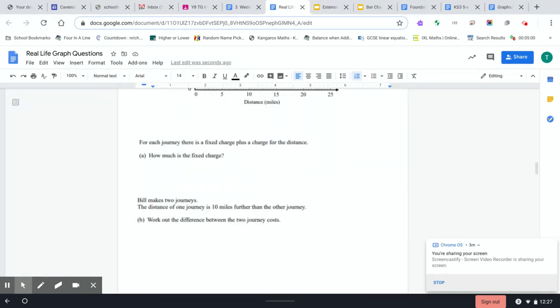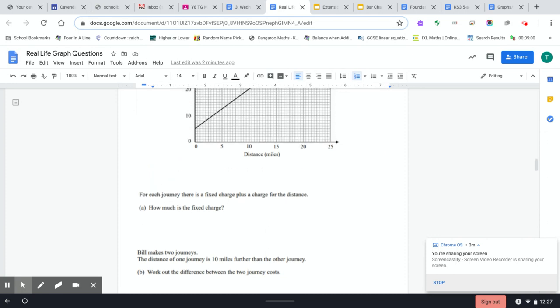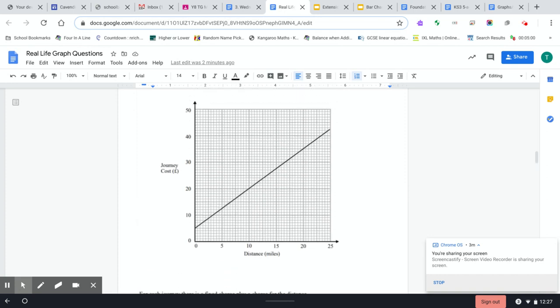Part B, Bill makes 2 journeys. The distance of one journey is 10 miles further than the other journey. Work out the difference between the 2 journey costs. Okay, so you could pick any 2 parts on it. You could pick 10 to 20. That's 10 miles of a difference, and its cost goes from £20 up to 35, so that's £15 of a difference.